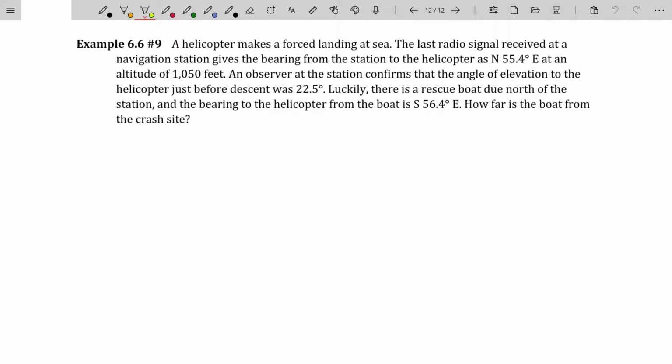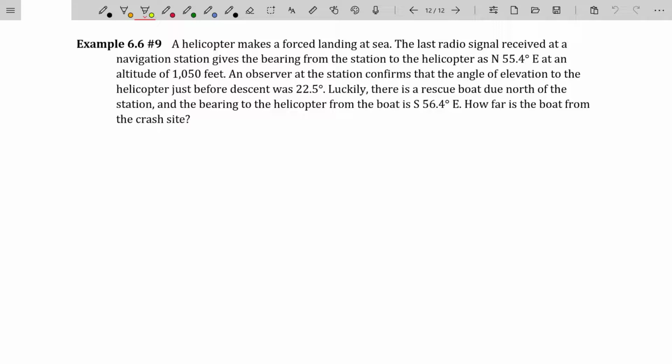So why not do another one? This is the last one here. A helicopter makes a forced landing at sea. The last radio signal received at a navigation station gives the bearing from the station to the helicopter as north by 55.4 degrees east at an altitude of 1,050 feet. That means that the helicopter was last seen at that altitude.